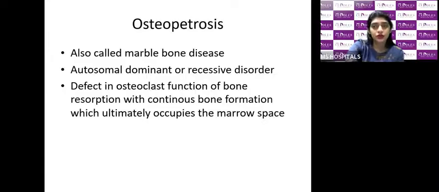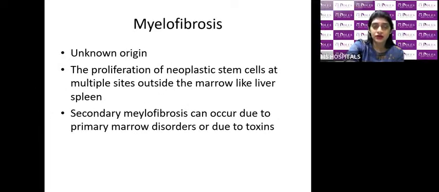Osteopetrosis, also called marble bone disease, is an autosomal dominant or recessive disorder. The defect is in the osteoclast function of bone resorption, with continuous bone formation, which ultimately occupies the marrow space.